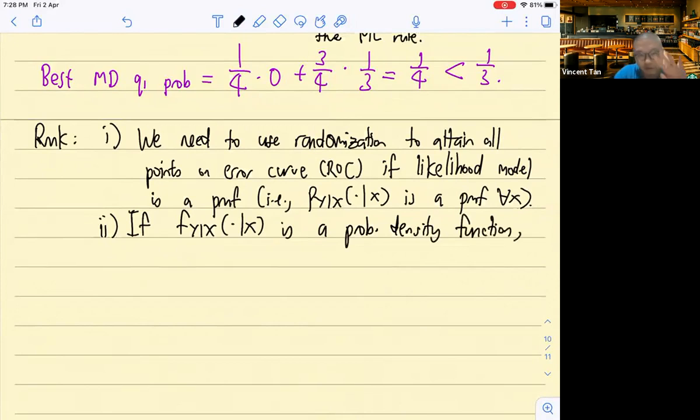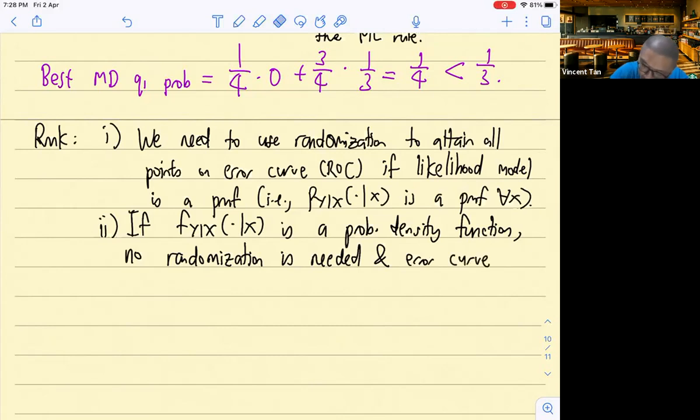All right. No randomization is needed. And the error curve, sorry, let me say it properly. Every point on the ROC or error curve is attained by a threshold test.